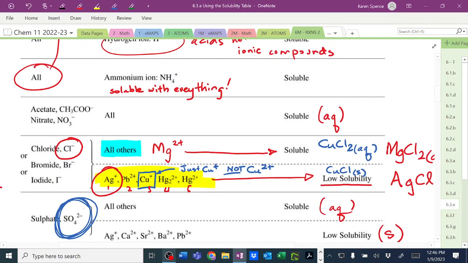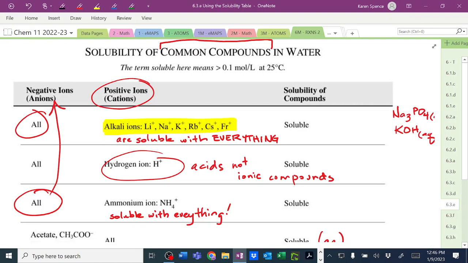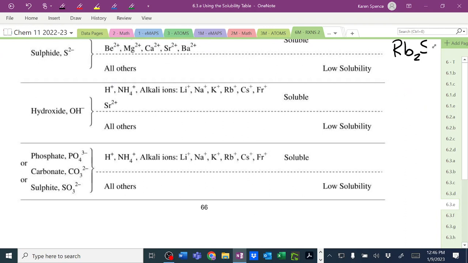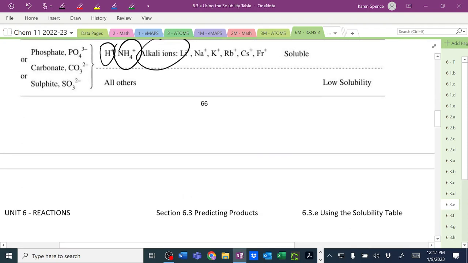Things at the top of the chart are soluble with everything. Things at the very, very bottom of the chart are soluble with almost nothing. They're only soluble with the things that are soluble with everything. You remember the alkalis are soluble with everything. Ammonium is soluble with everything. Hydrogen is soluble with everything. So if it's not one of those, phosphate, carbonate, and sulfite will just all be solids with whatever they're put with, unless it's one of those always soluble things.